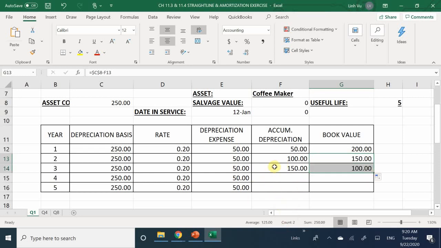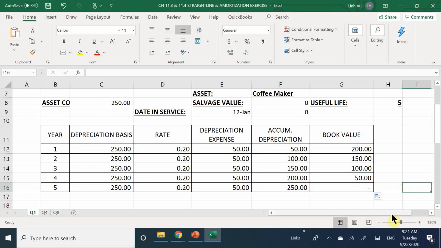And then my fourth year accumulated depreciation should be 200, making my book value for the fourth year 50. And then lastly, my accumulated depreciation for the last and final year is going to be 250, and my book value is going to be 0. See? And that's exactly what we have.